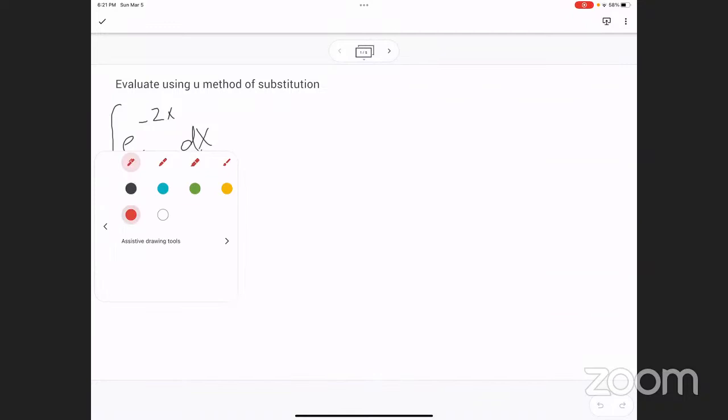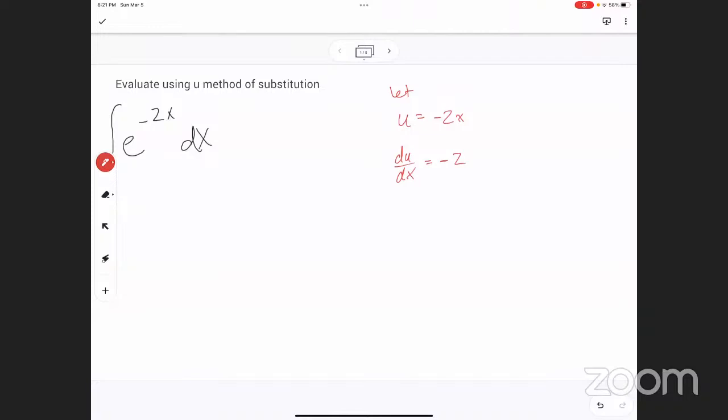So to the right, I'm going to show you what we're going to do. We're going to let u equal negative 2x. And then that would mean du/dx equals negative 2. What I like to do, I don't know how your teacher shows you, is solve this for dx. So that would mean that du over negative 2 equals dx.